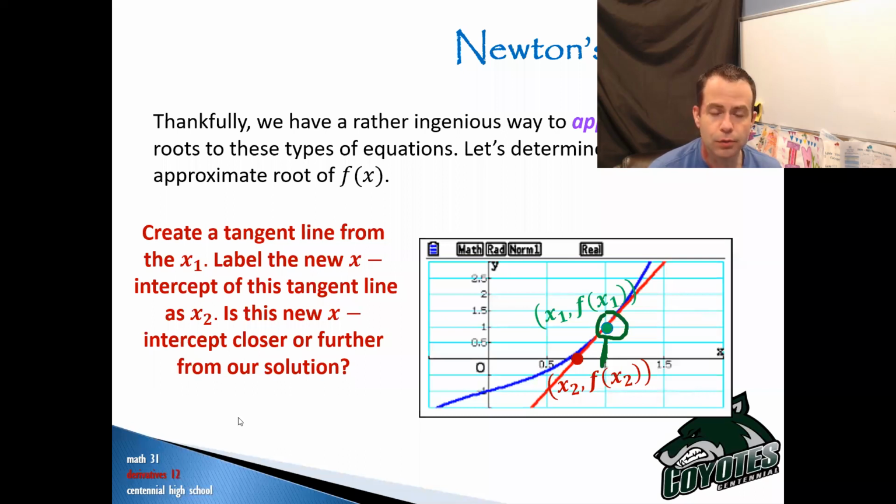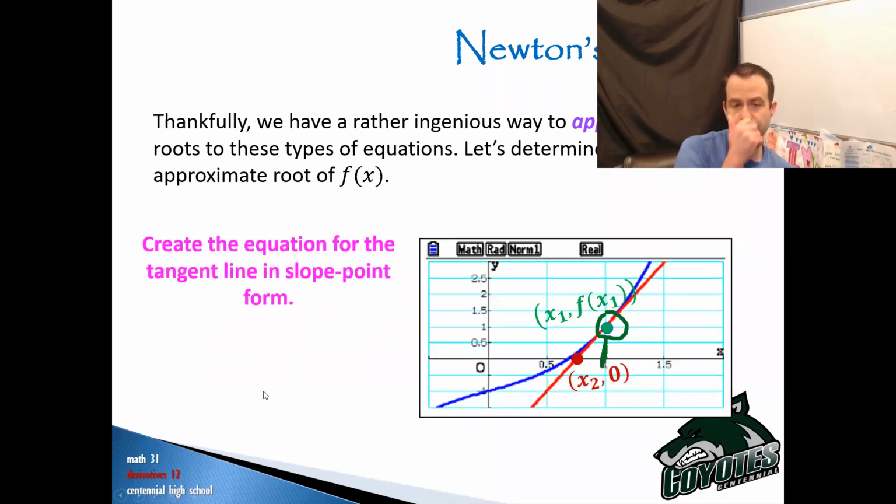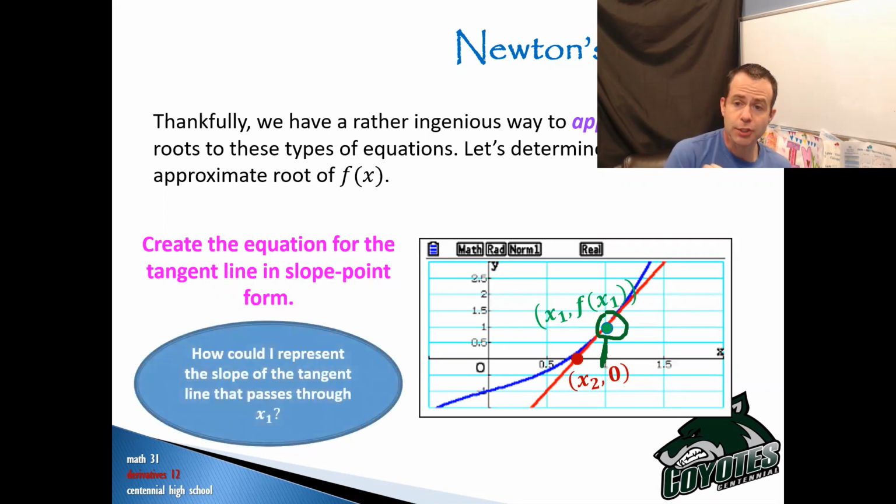All right, so create the equation for the tangent line in slope point form. Well, you know that anything in slope point form is y minus y1 equals m times x minus x1, right? That's the equation of slope point form. Now, the question is, I already have a point that I can use. What would I use for the slope? So how could I represent the slope of the tangent line that passes through x1? Well, think about the last month and a half of calculus. The slope of that tangent line is the derivative at x1, right?